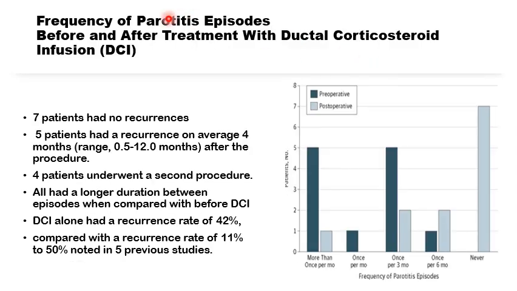The result of this ductal corticosteroid infusion, DCI, is that about 58% of the patients would not have any further recurrences of the condition. The remaining 42% would have less frequent episodes of the condition compared to preoperative values.